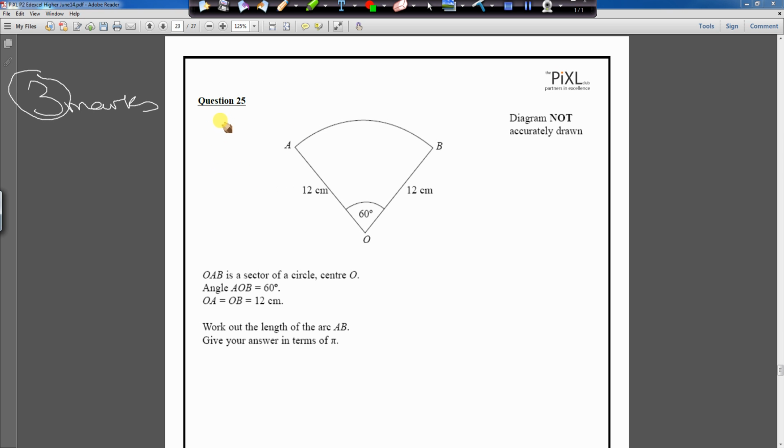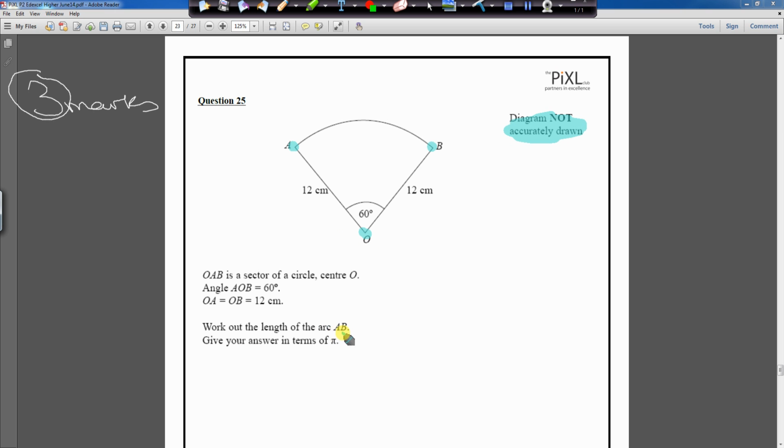Question 25. Diagram not accurately drawn, that has a meaning. That means basically do not start to measure this diagram, start measuring A to B. We say OAB. So O to A to B is a sector of a circle, which is basically like a slice, like a pizza slice. Center O, angle AOB is 60. O to A is equal to O to B.